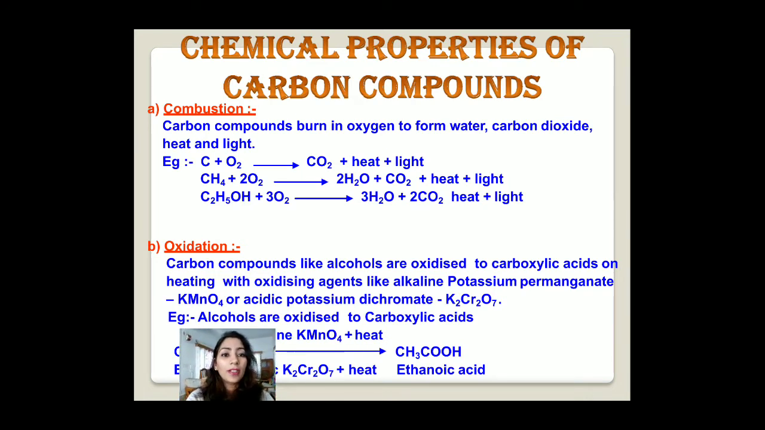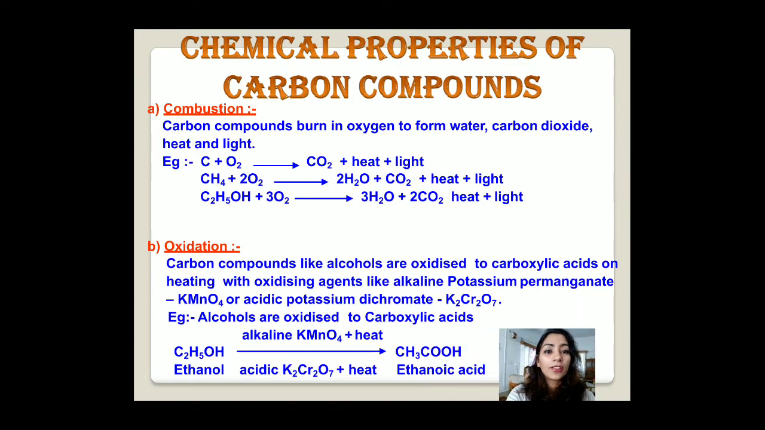Example, when we do the oxidation of alcohol, it oxidizes to carboxylic acid. Like ethyl alcohol will give ethanoic acid. But for this oxidation, we require some catalyst or reagent. So we have a list of compounds that act as oxidizing agents or behave as catalysts, like alkaline potassium permanganate, acidic potassium dichromate, etc.